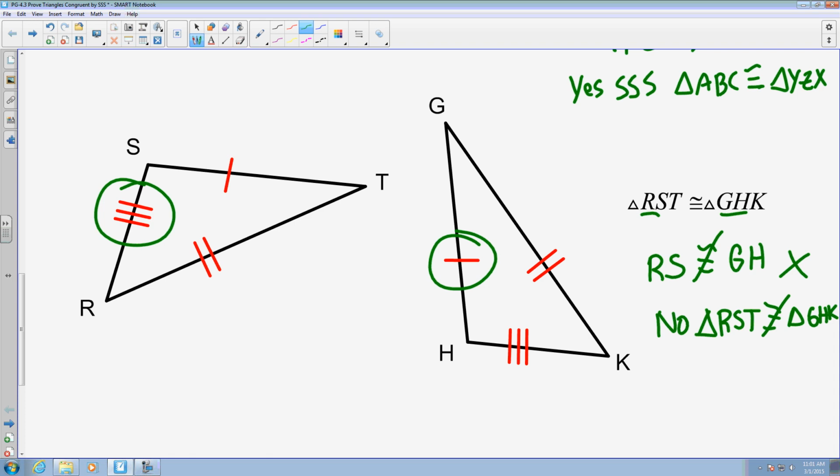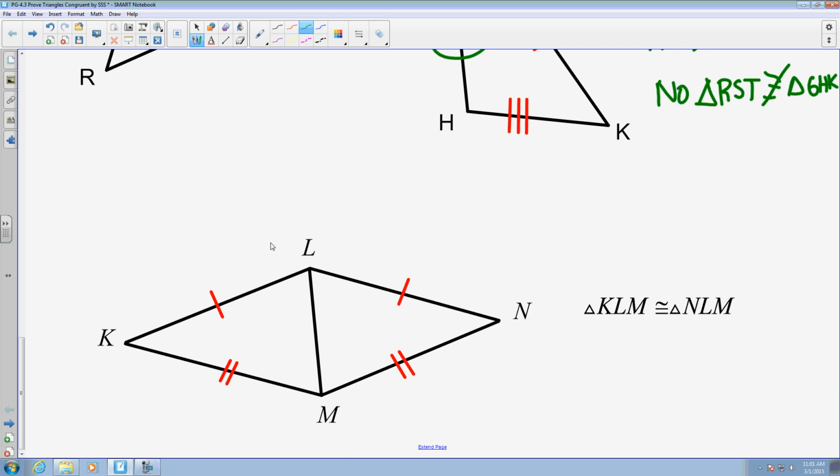This is what is called proof by contradiction. So if you found out that something's not true, then it's just easy to say that it's not true. It's much harder to prove that something is true. So finally, we want to know if KLM is congruent to NLM.